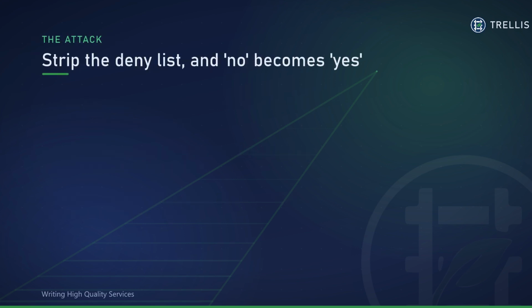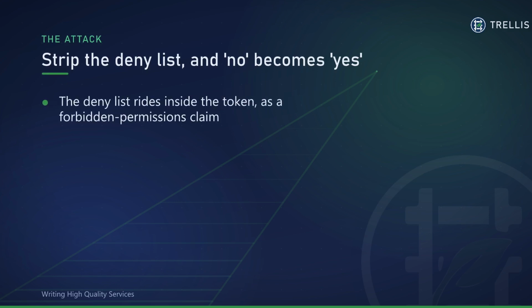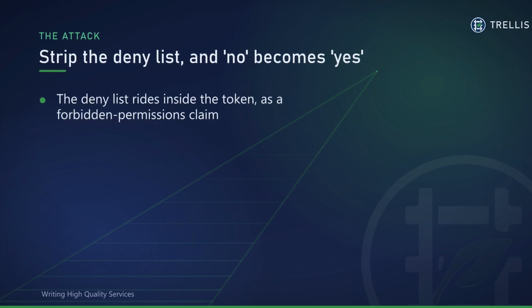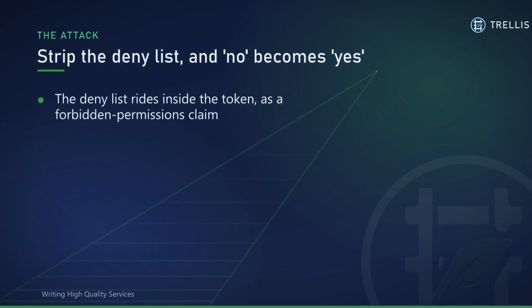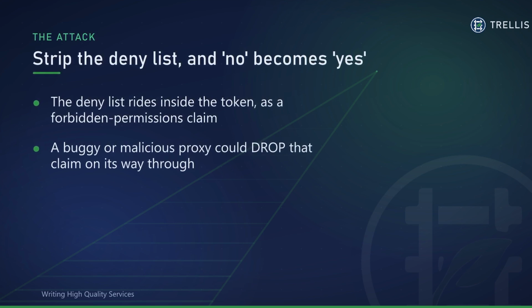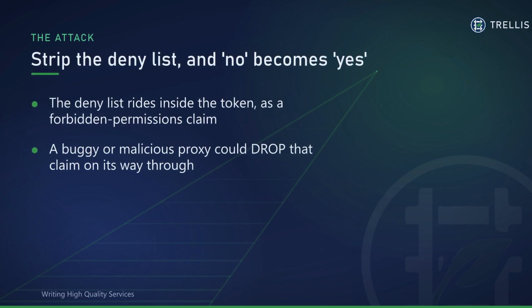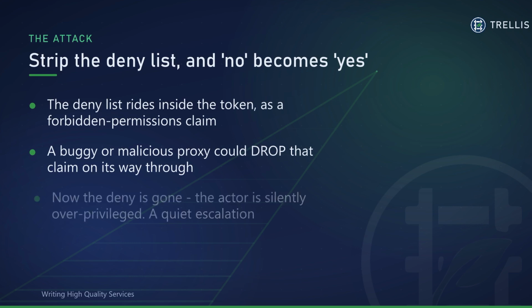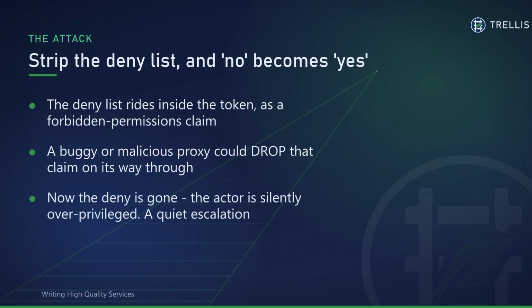Now the distributed problem. That deny list has to travel to each service, so it rides inside the internal token as a forbidden permissions claim. But tokens pass through proxies, meshes, middleware, a lot of hands. Imagine one of them, buggy or malicious, simply drops that forbidden permissions claim on the way through. The deny list is just gone. And now the actor, who was explicitly denied something, silently gets it. That's a privilege escalation, and it's completely invisible unless you designed for it.